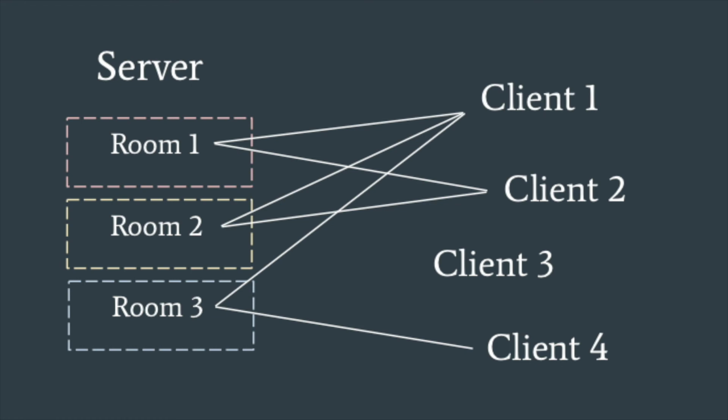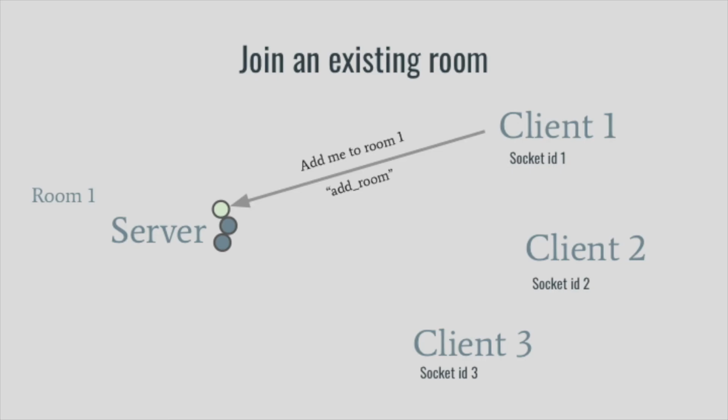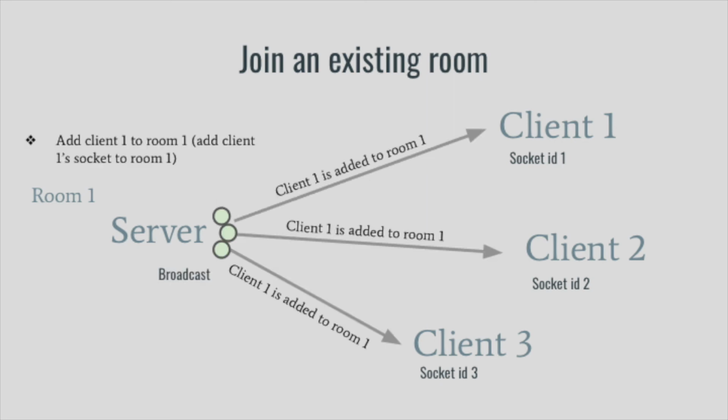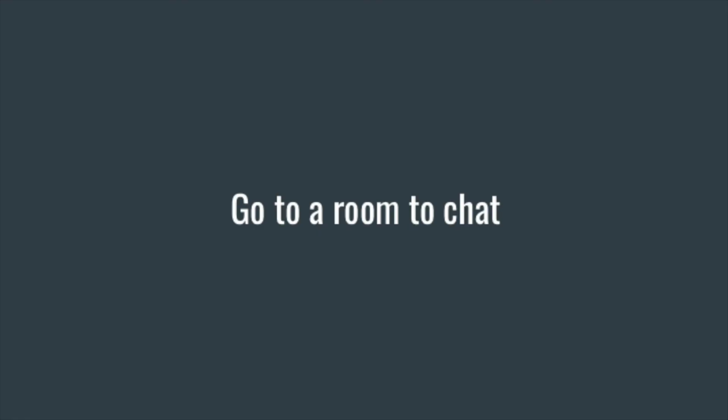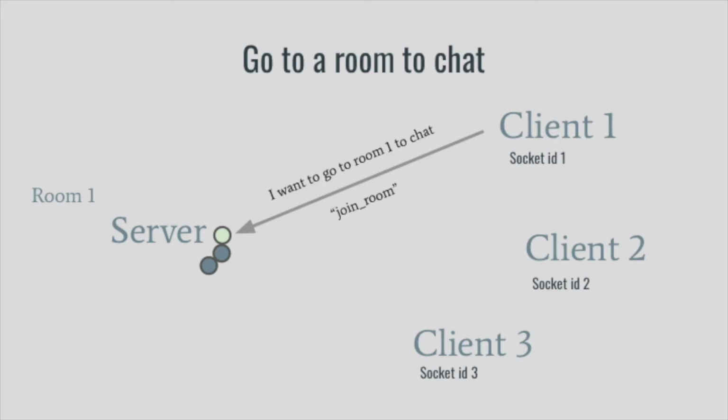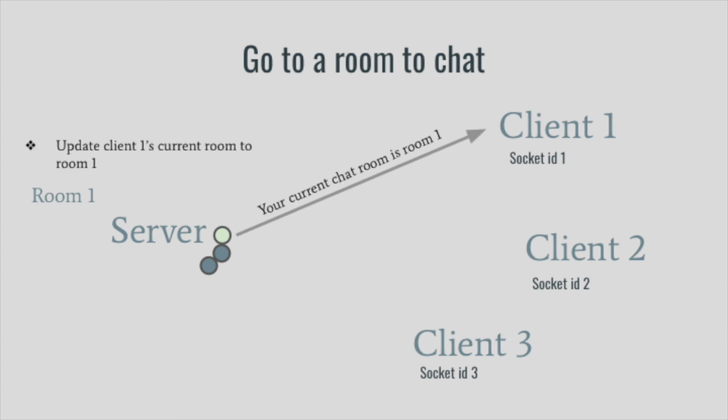Let's look at an example. To join an existing room, room 1, client 1 emits an add room event to the server. The server adds client 1 to room 1 and broadcasts to everyone in the room that client 1 has been added. To go to room 1 and start chatting, client 1 emits a join room event. The server sets client 1's current room to room 1 and tells client 1 about it.